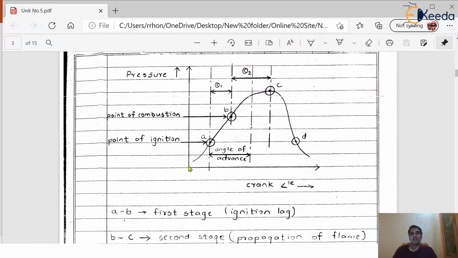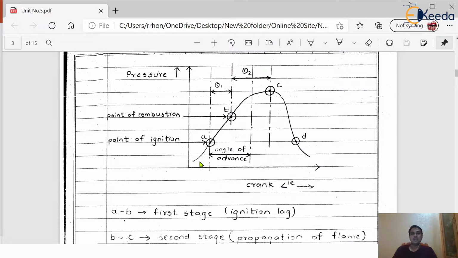So let us consider here on the y-axis, we have the pressure inside the engine cylinder. During the actual operation of the engine, whatever pressure rise there is inside the engine cylinder, we get on the y-axis, and during the actual working of the engine, whatever the crank angle degree as per the rotation of the crank, we get on the x-axis. So this diagram is nothing but called a pressure versus crank angle diagram.